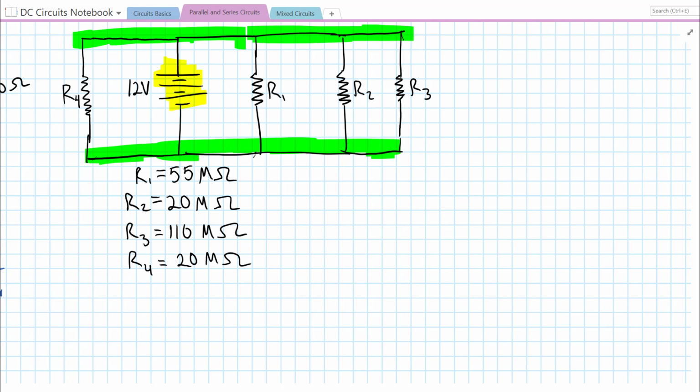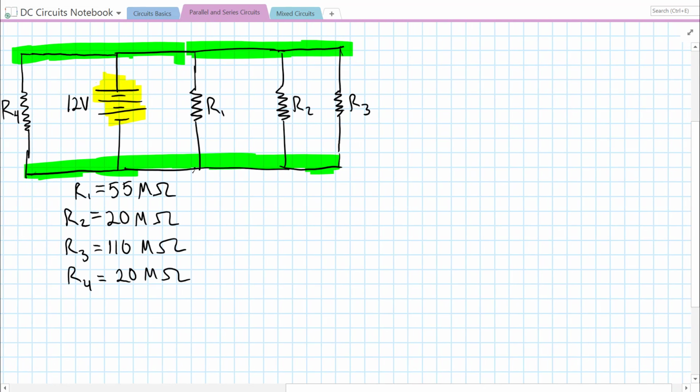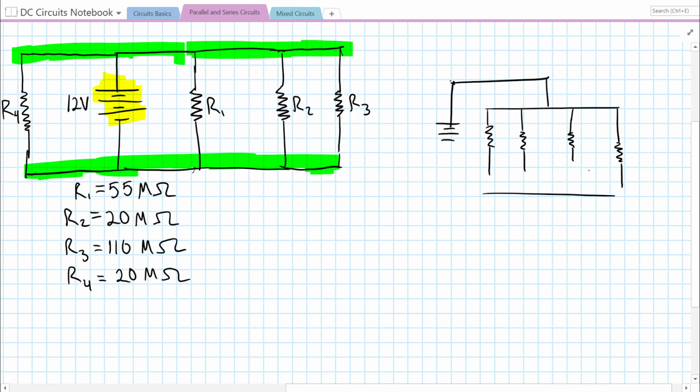And in fact, I'm going to redraw this circuit, just a simplified version, so that it's easier to work with. I'm not going to add numbers, but we could also draw it like this, where we have R1, R2, R3, R4. That doesn't affect the analysis at all, but it's a little bit easier to see that R1, R2, R3, and R4 are in parallel.